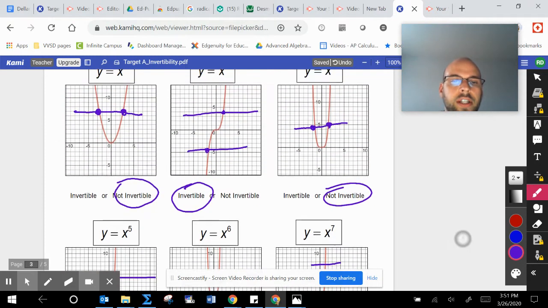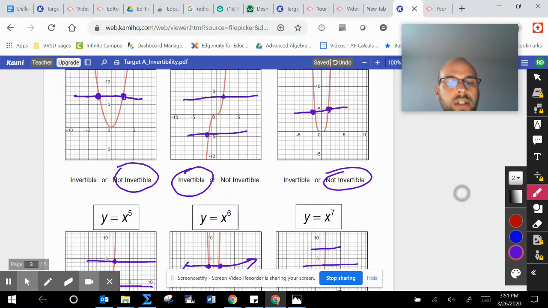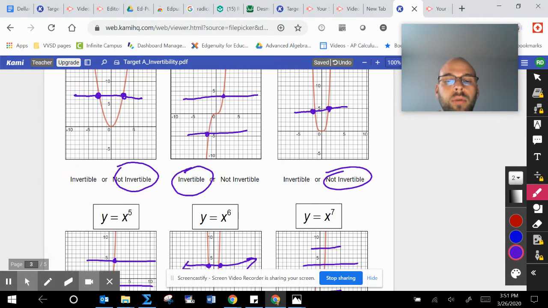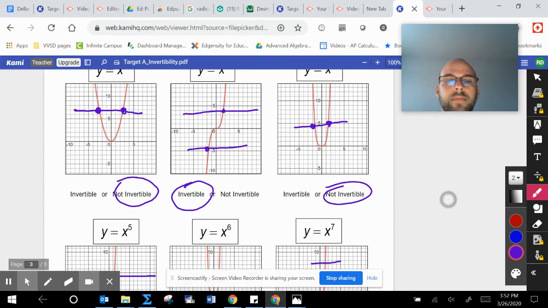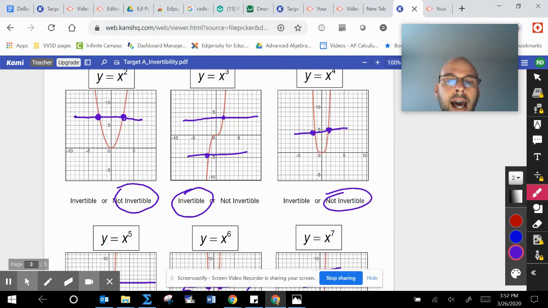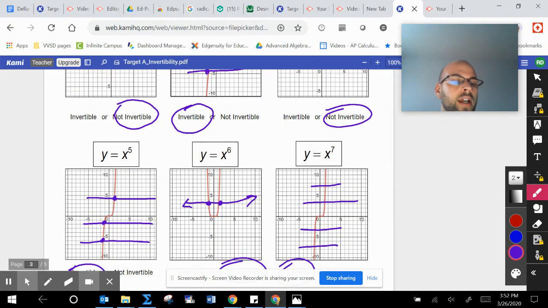So if you take a look at these, let's scroll back up. The second degree, fourth degree, sixth degree, all of these even degree polynomial parent functions are going to have that kind of parabola look. And that's going to make them fail the horizontal line test every time. Their end behavior does not allow them to be invertible. However, the odd parent functions, third degree, fifth degree, seventh degree, they're all very, very similar. They will pass both horizontal and vertical line tests.